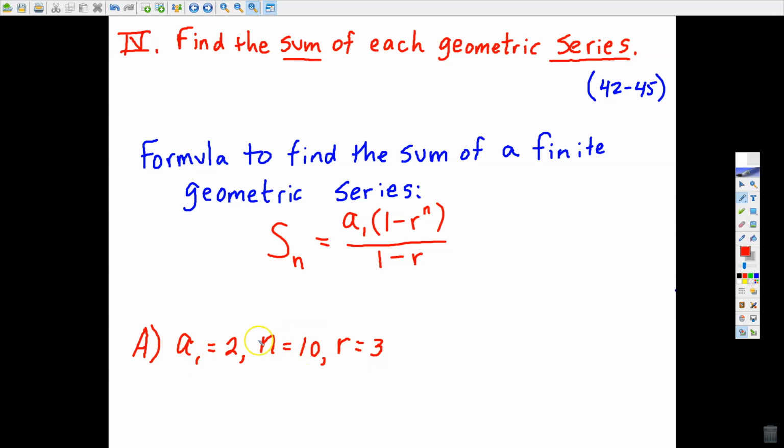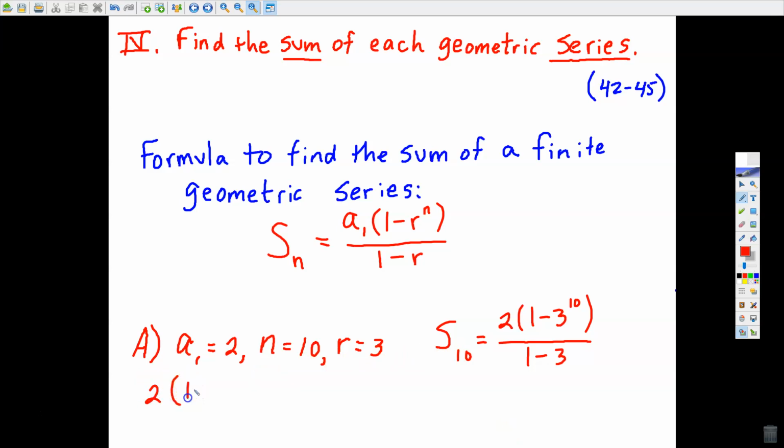So in letter A, we're supposed to find the sum of 10 terms in a geometric sequence. So S sub 10, the first term is given, 2, 1 minus r, which is 3, and raised to the 10th. Notice it's not n minus 1, it's just whatever n is. And then that's divided by 1 minus r, and again, r is 3. So you can go to your calculator now and do all of this.